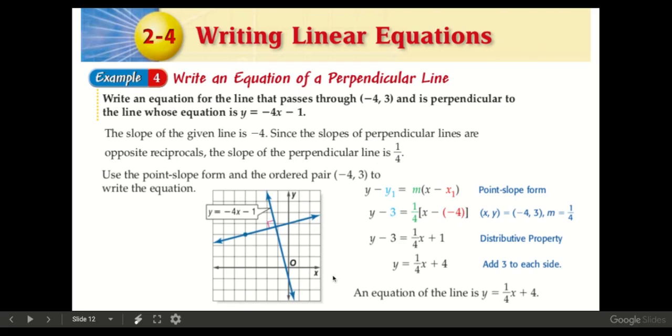So my equation would look something like this. Here's the equation to the original line, right? And my perpendicular line is this one right here, right? It's got a y-intercept of positive 4 with a slope of 1/4, right? And if you notice, these two lines are exactly perpendicular to each other.